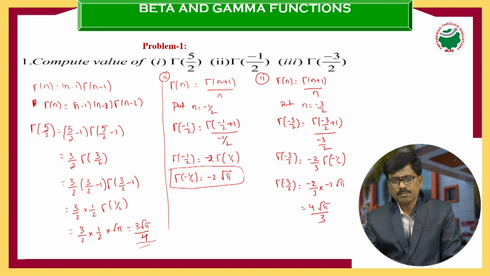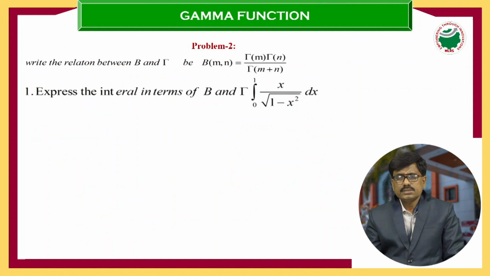In a similar manner, we can calculate gamma of 5 by 2, gamma of 7 by 2. Like this, we need to compute all the values by using the gamma property definition. And further, I am extending this topic. There is an important concept behind this, because when we need to calculate beta values, if n is an integer we can extend directly, but when n values are fractional, in such cases we need to convert the beta function into the gamma function.